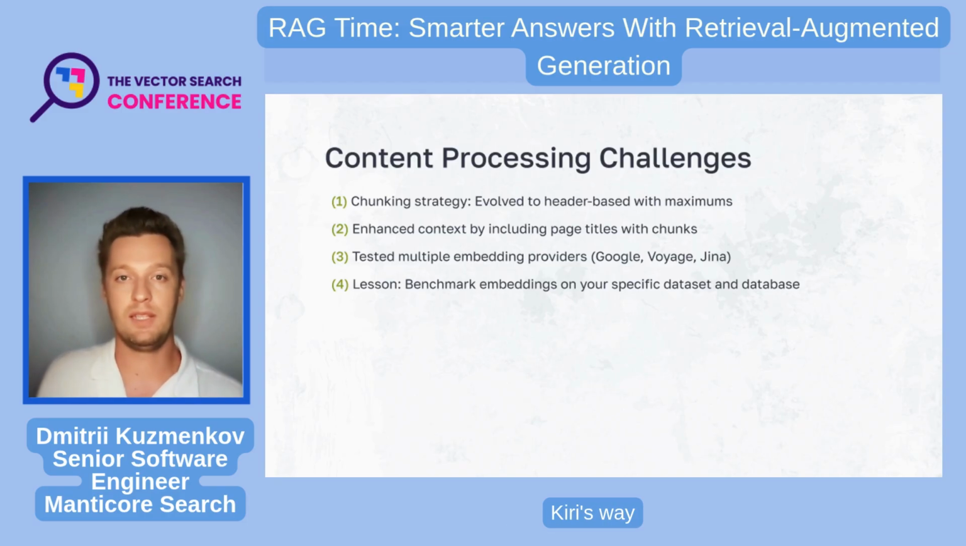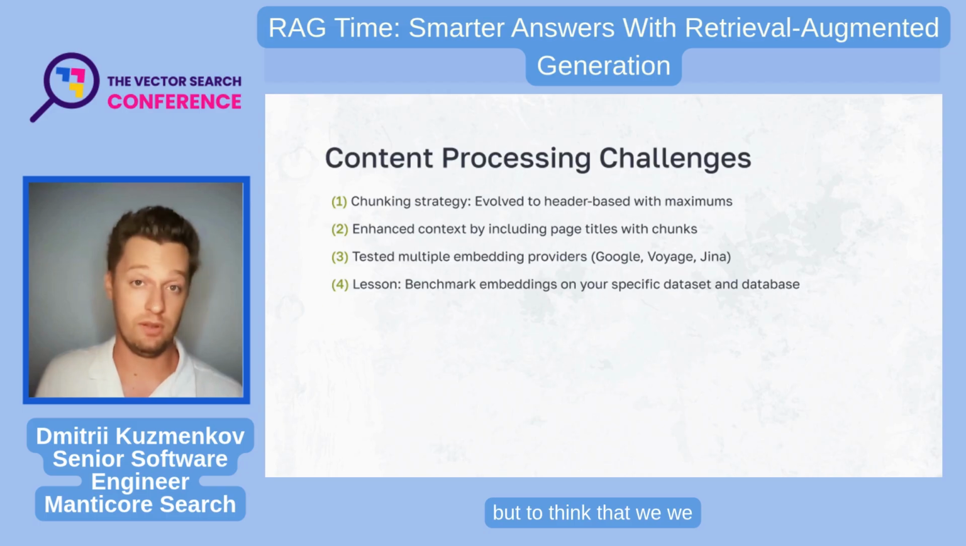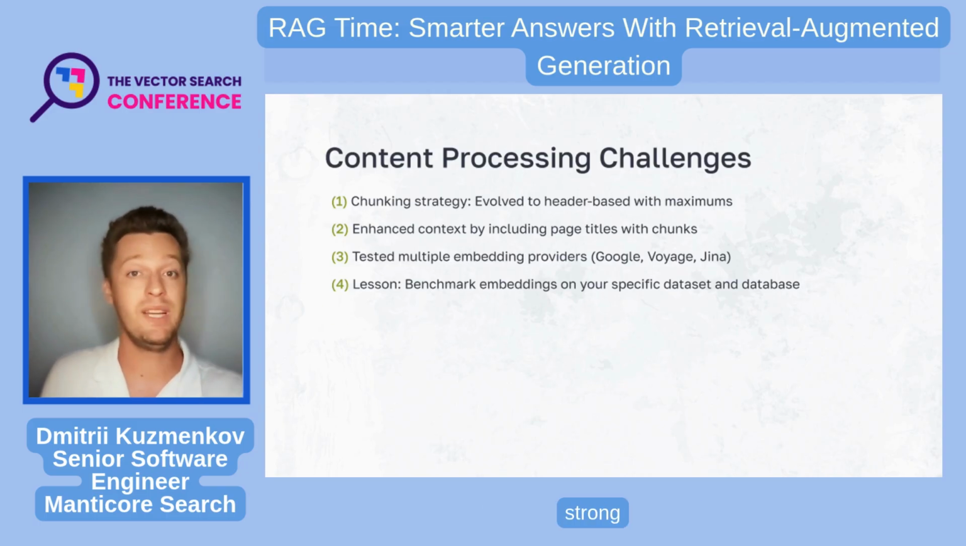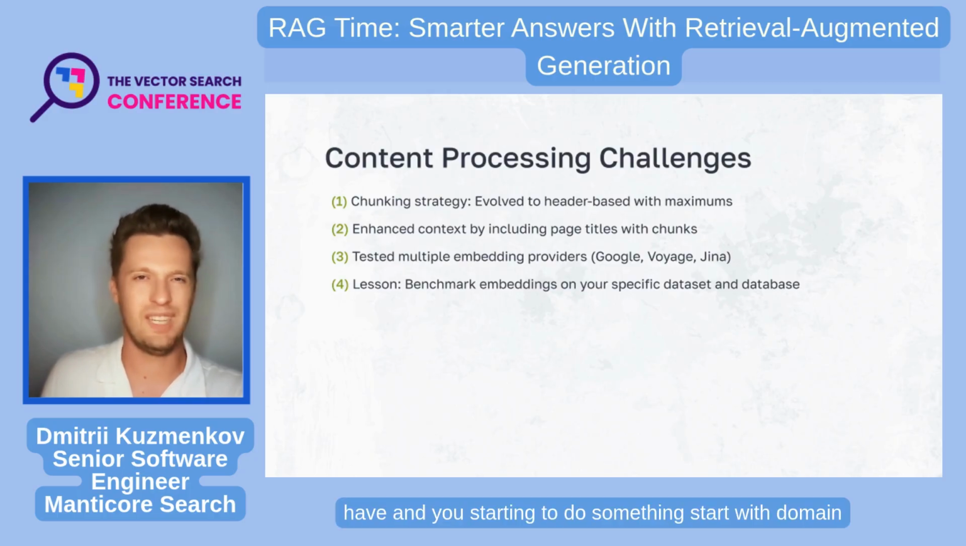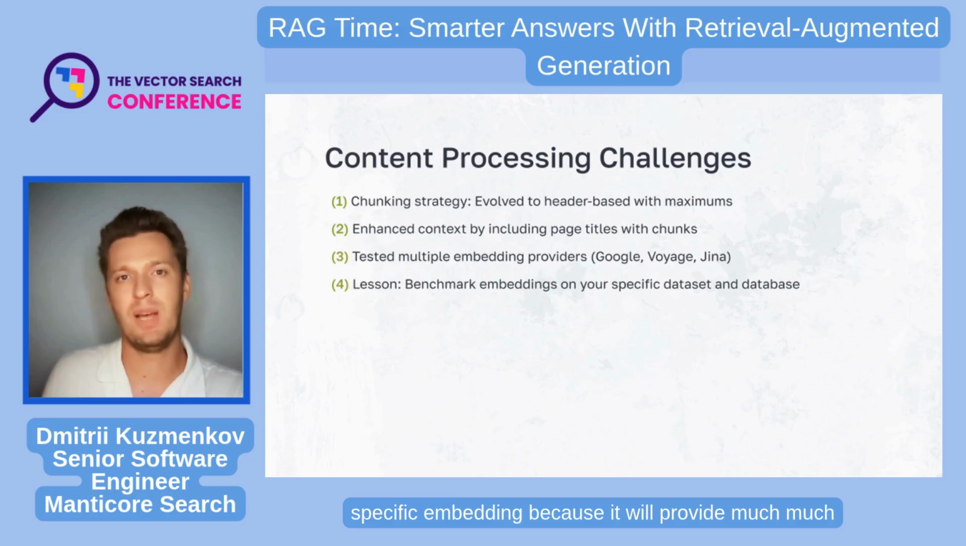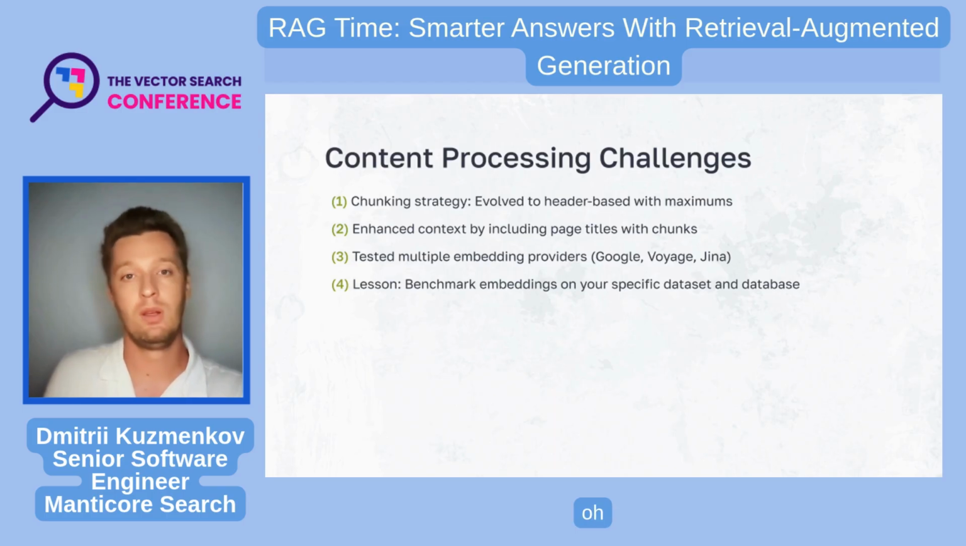And here's an important lesson. Benchmarks aren't always the best starting point. Different embedding models perform very differently depending on your specific data and database. You should always prefer to use domain-tuned embeddings. So this is the point: if you're starting to do something, start with domain-specific embeddings because they will provide much better quality.